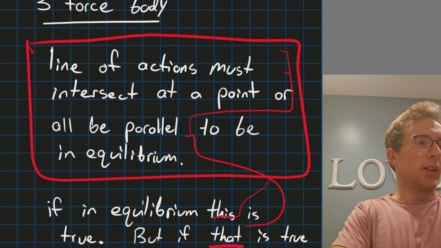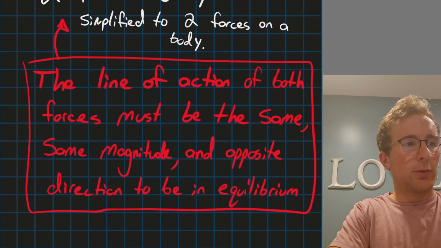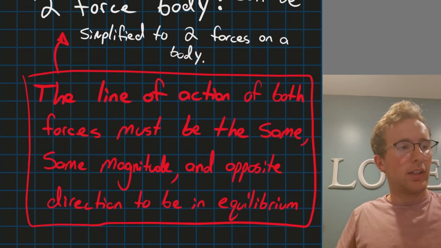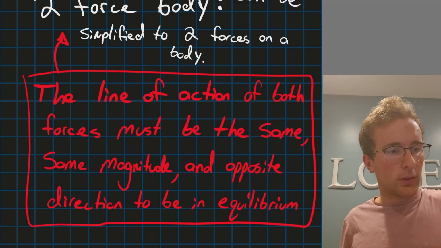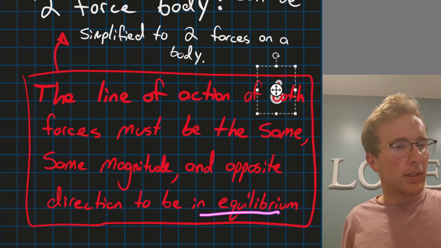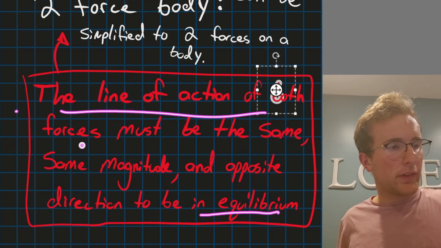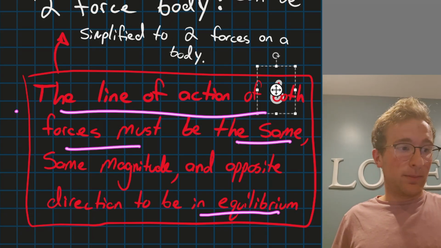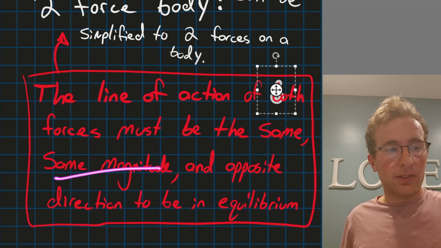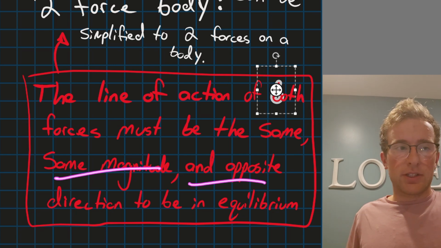And so the special thing about two-force bodies is that in order to be in equilibrium, the line of action of both forces must be exactly the same, and the forces must have the same magnitude and opposite direction.